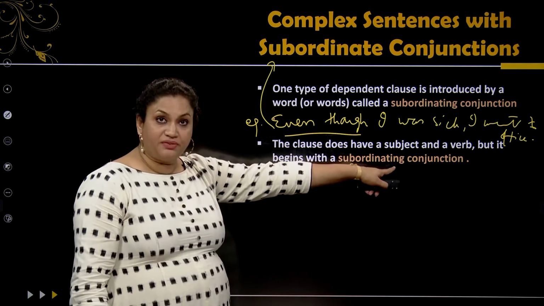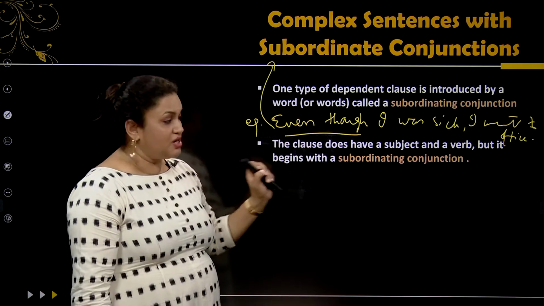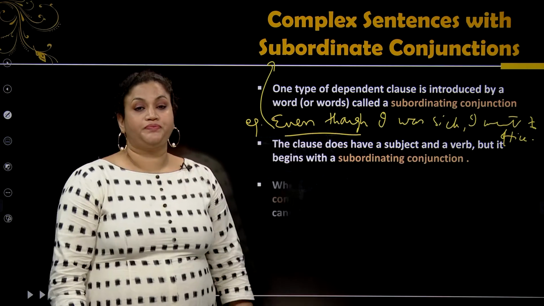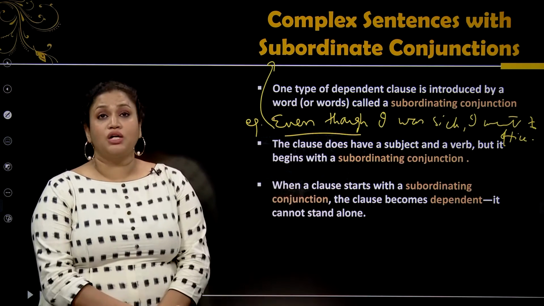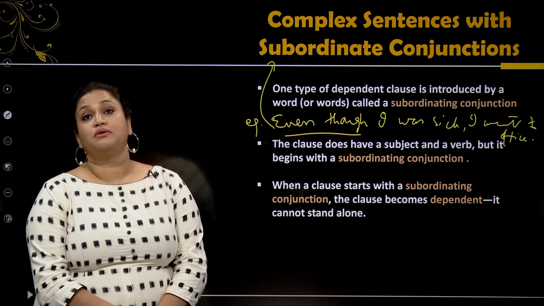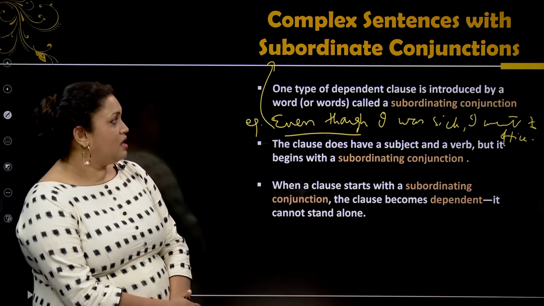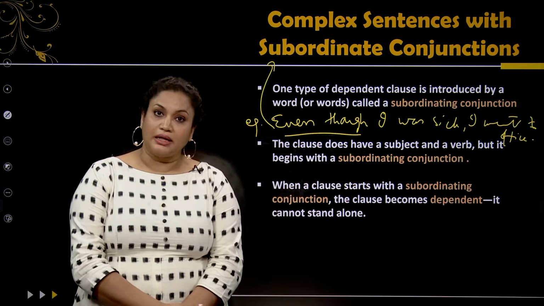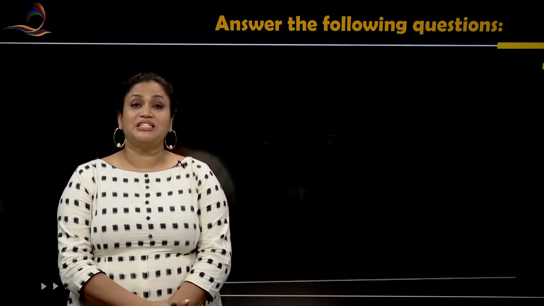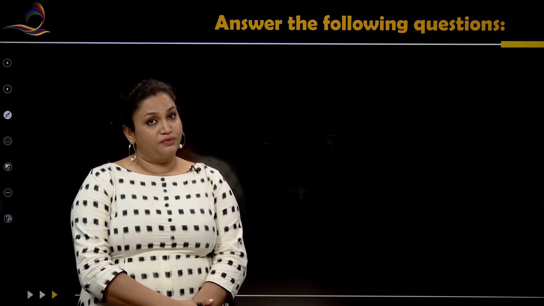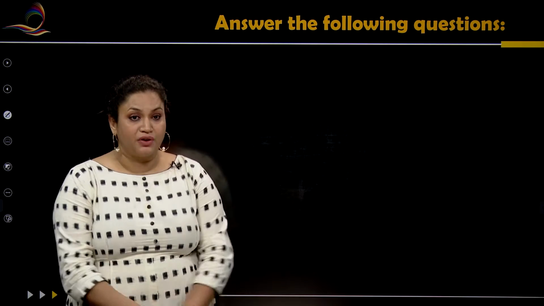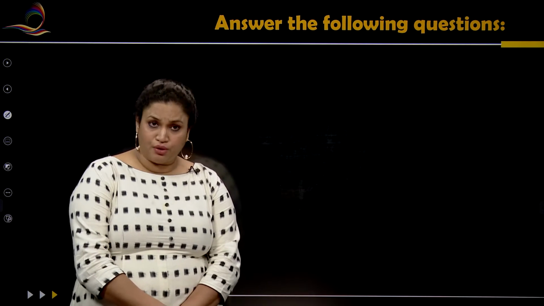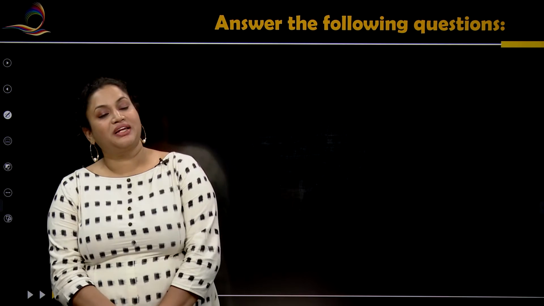So the sentence starts with the subordinating conjunction, and then it has the verb and the subject and the object. When a clause starts with a subordinating conjunction, the clause becomes dependent. It cannot stand alone. I was sick is independent, but because I used even though, it becomes dependent. So that's about complex sentences and the usage of the words. Now we are going to have a couple of questions to reiterate our rules and to understand where we might go wrong, and let's work it out together.